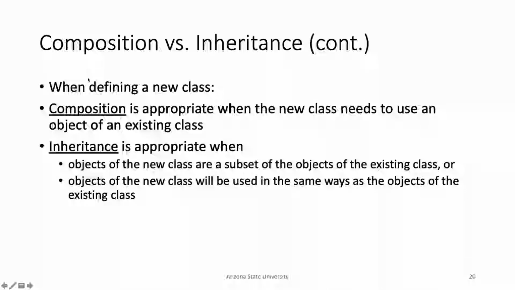So composition from before, remember, is when we have the "has a" relationship. So an object has an object of another class. You got a question? Yeah.